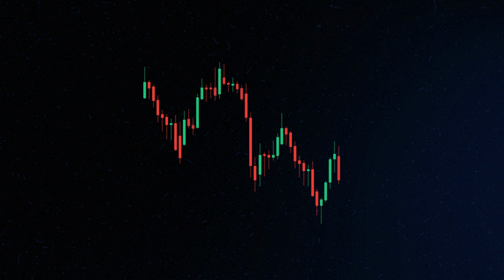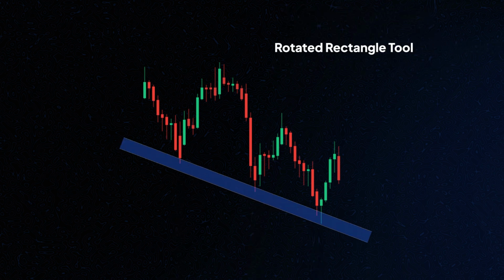Instead of just drawing lines, sometimes it's better to draw areas using the rotated rectangle tool. This method helps you avoid fakeouts by defining a broader support or resistance area.